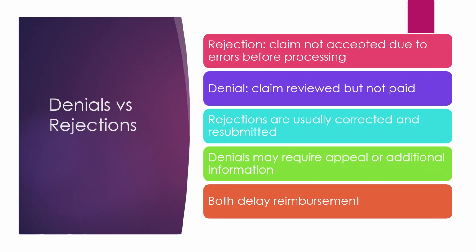Denials versus rejections. A rejection happens when the claim has an error and it is not accepted for processing at all. A denial happens after the claim is reviewed but the insurance decides not to pay. Rejections are usually easier to fix and can be corrected and resubmitted. Denials are more complicated and may require an appeal or more documentation. Both delay payments, so avoiding errors is really important.